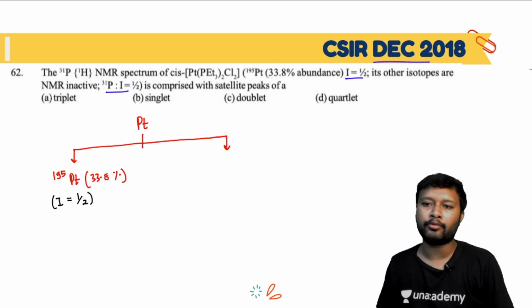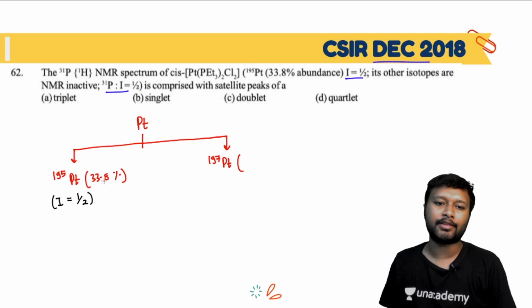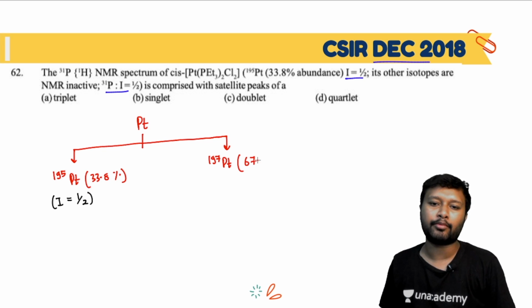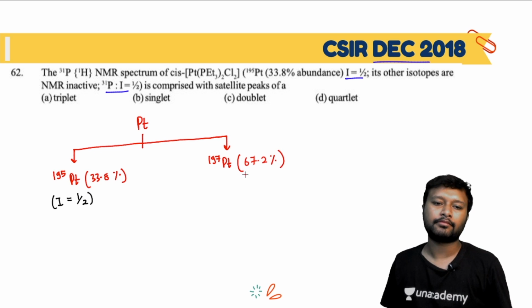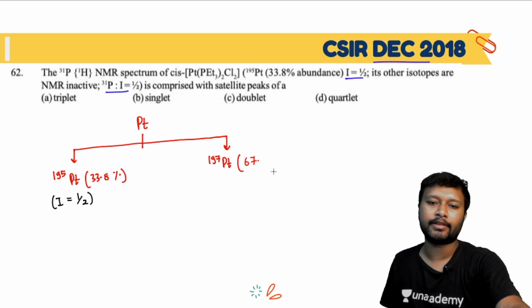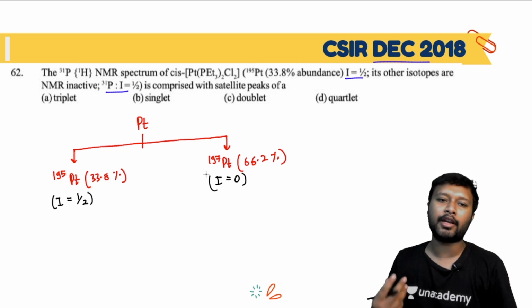The second isotope which we have is platinum 197, and this particular isotope is higher in abundance. If this one is 33.8, obviously the other one will be around 67.2, right? Sorry, it should be 66.2. So it will have 66.2% abundance, and since it is NMR inactive, its I value will be 0.